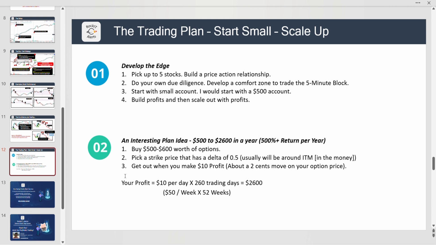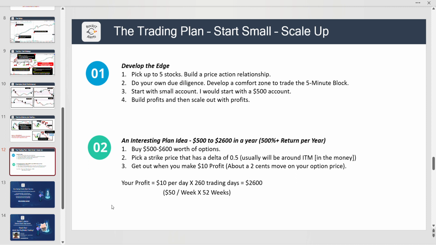This is important. Do back testing. Do it on different instruments. Make sure you get comfortable where you can get in, get out. Start with a small account and build up slowly. Build up your profits and then scale more and more with your profits. So this is a good way to not only trade the edge but develop a better edge over time.